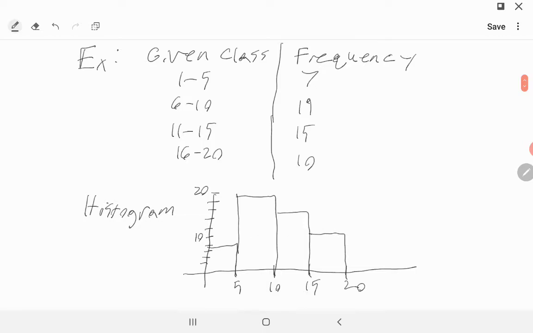And so we notice histograms are a quick way of visually summarizing data. We can see that the 6 to 10 range shows up most often. The 1 to 5 range shows up least often.